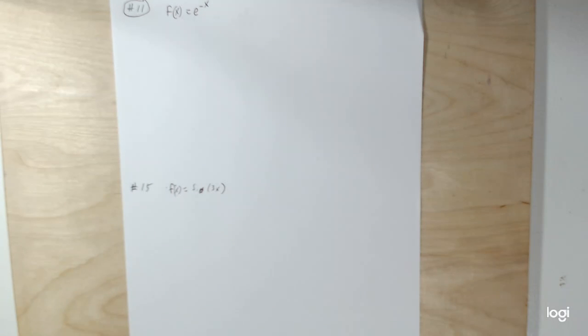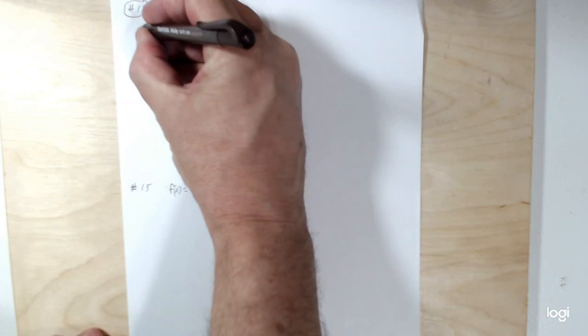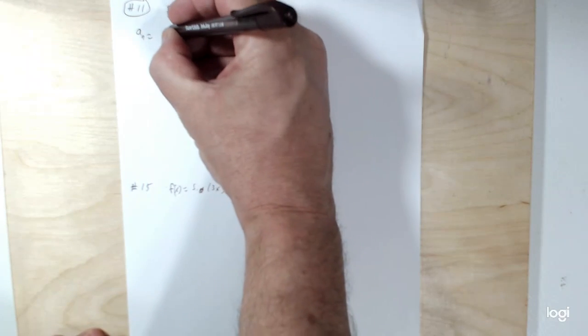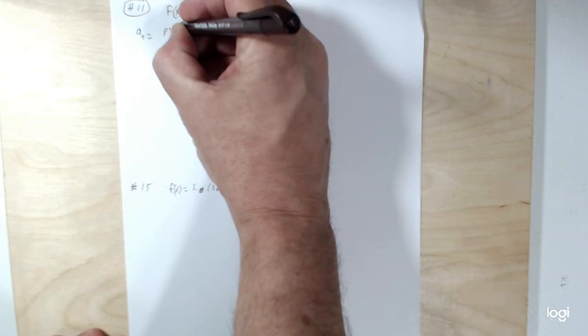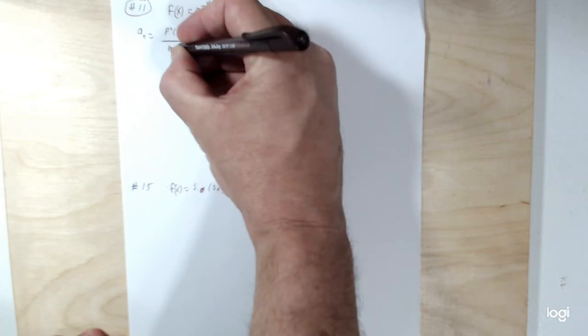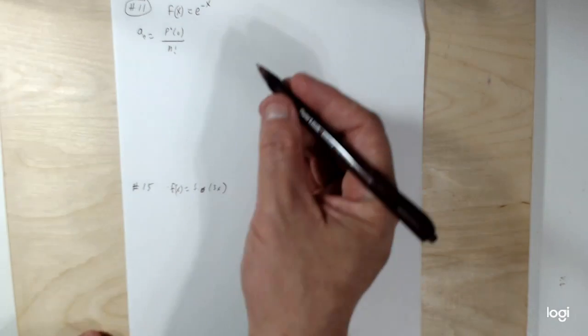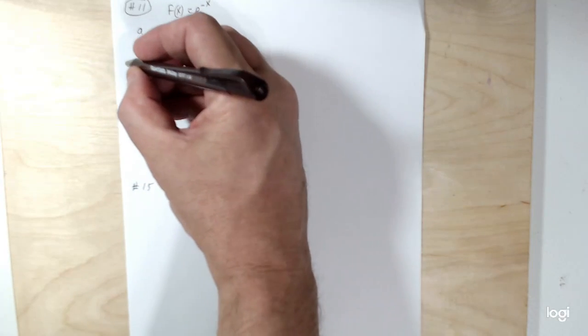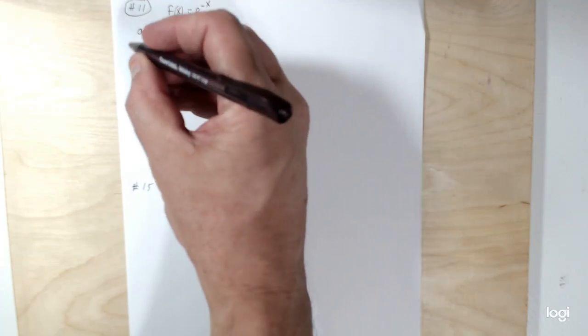So I'm going to do this first one, which is actually number 11 from the book. But I'm going to do it two different ways. First of all, just using the basic idea that a sub n needs to be the nth derivative, since these are Maclaurin series, evaluated at 0 over n factorial. Well, e to the x has some straightforward derivatives. So f of x is e to the minus x.